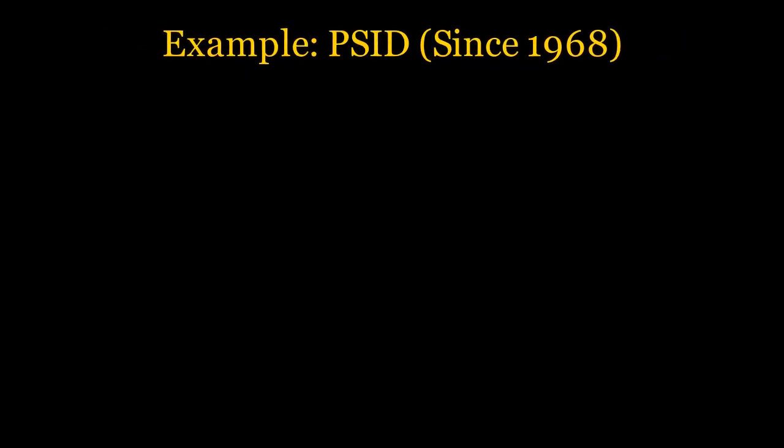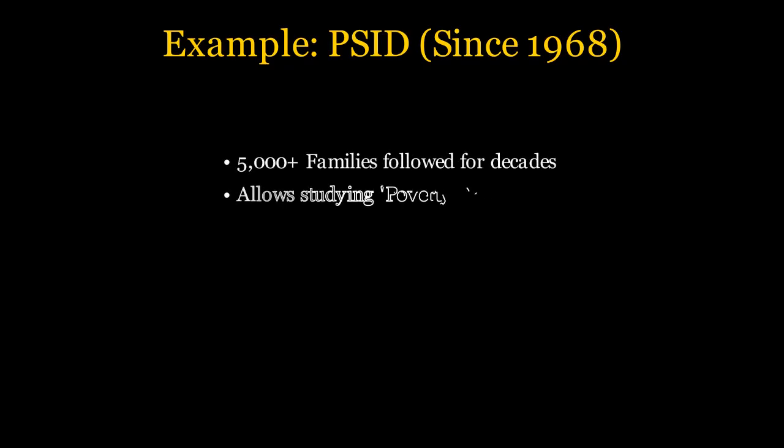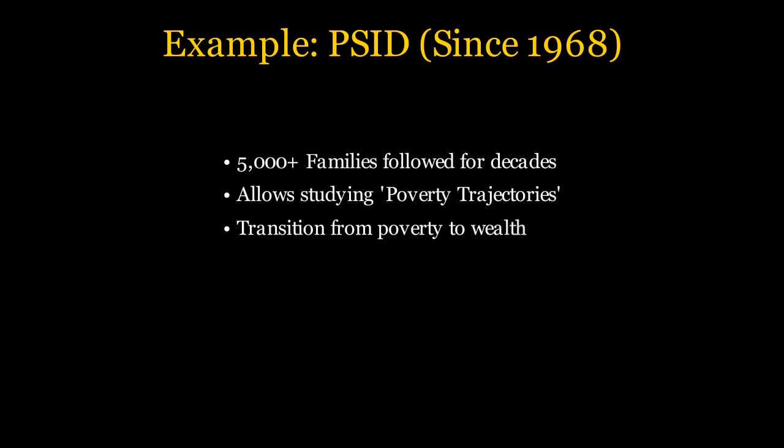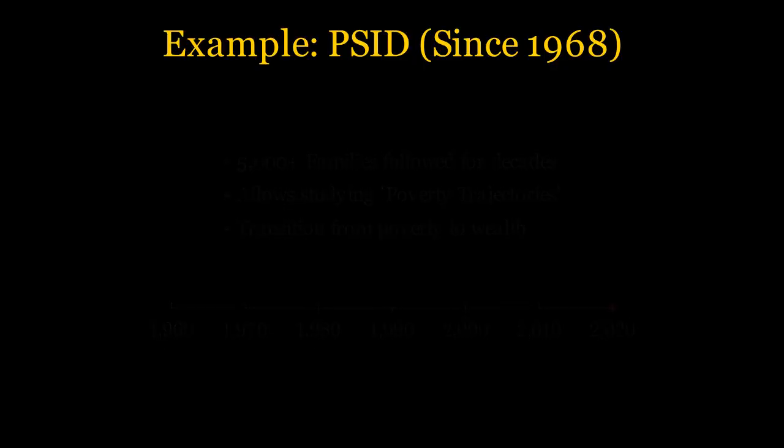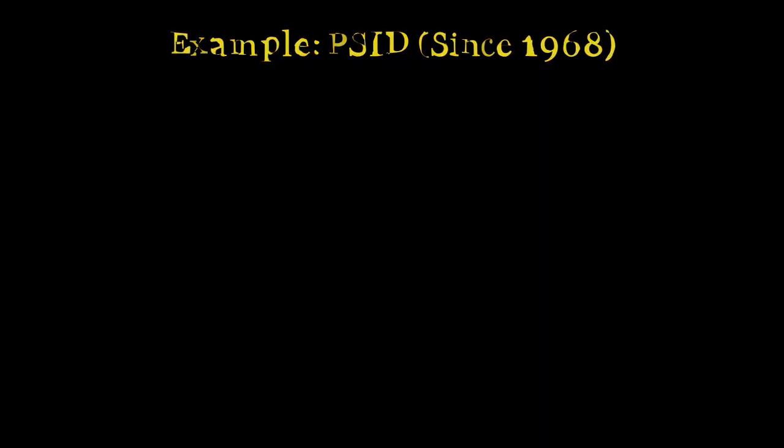Let's look at a classic application. The PSID, or Panel Study of Income Dynamics, has been following the same U.S. family since 1968. This has allowed economists to understand how poverty isn't just a state, but a dynamic. Some families are persistently poor, while others move in and out of poverty due to life events. You can only see these transitions and trajectories if you have the movie provided by panel data.